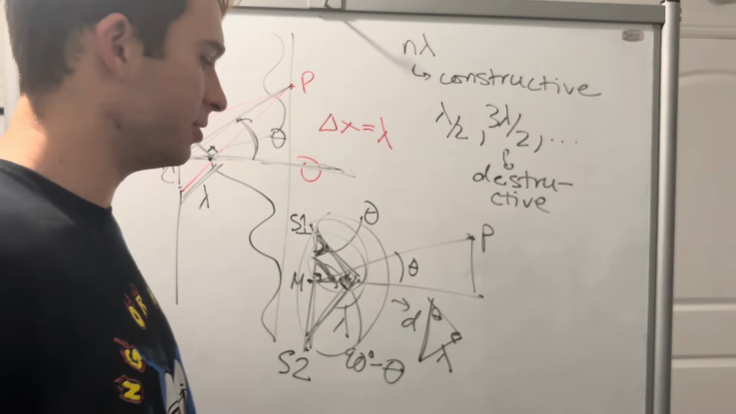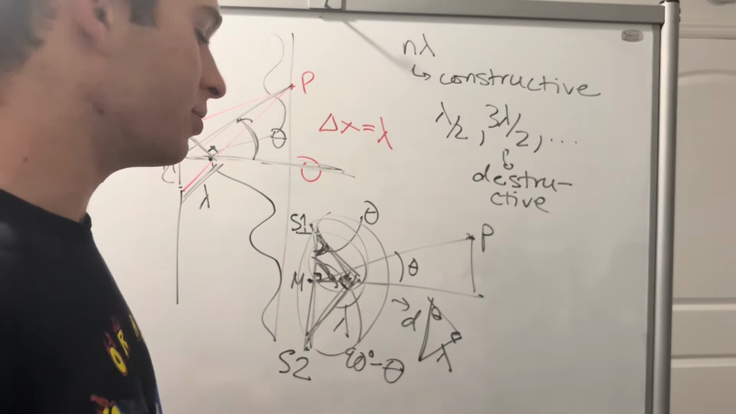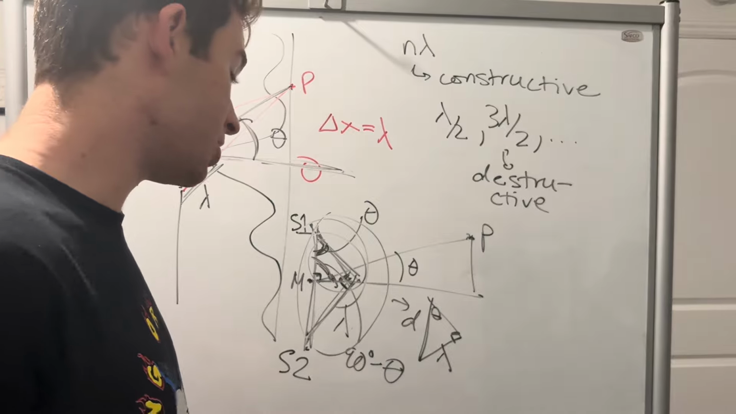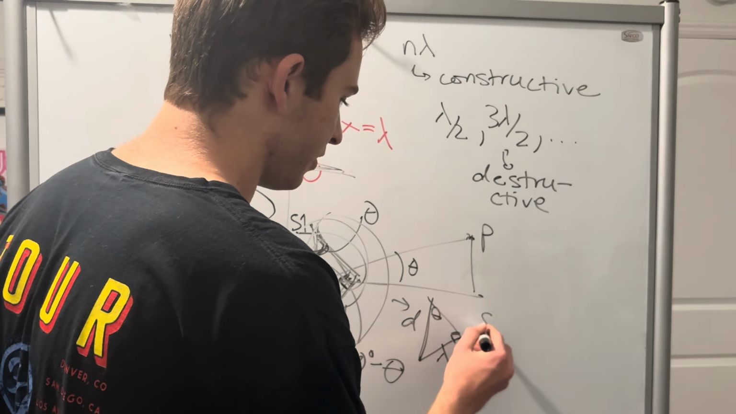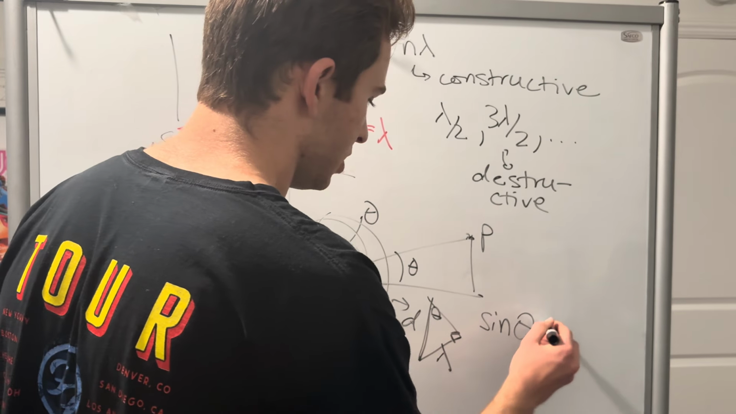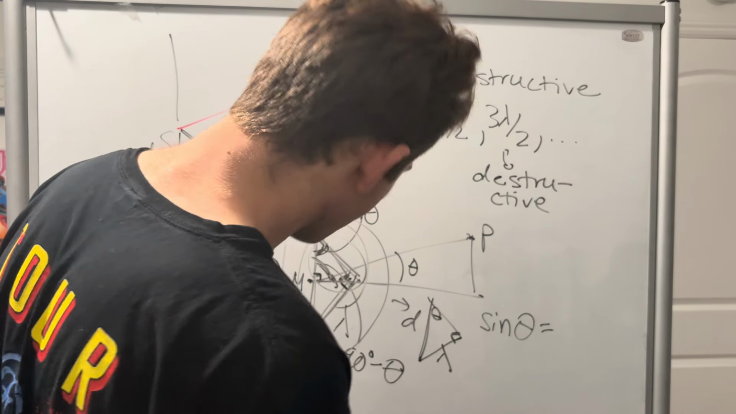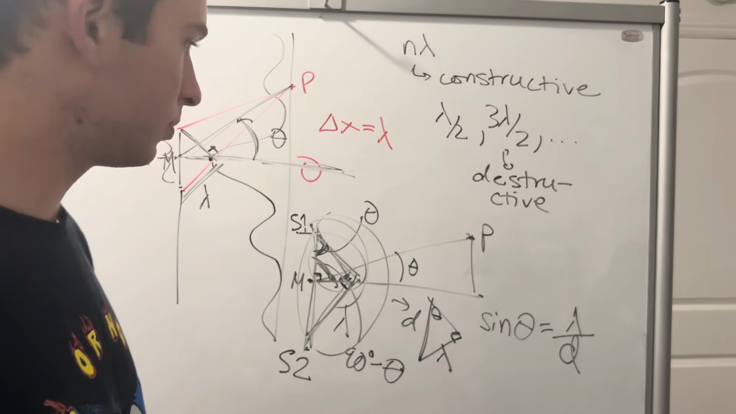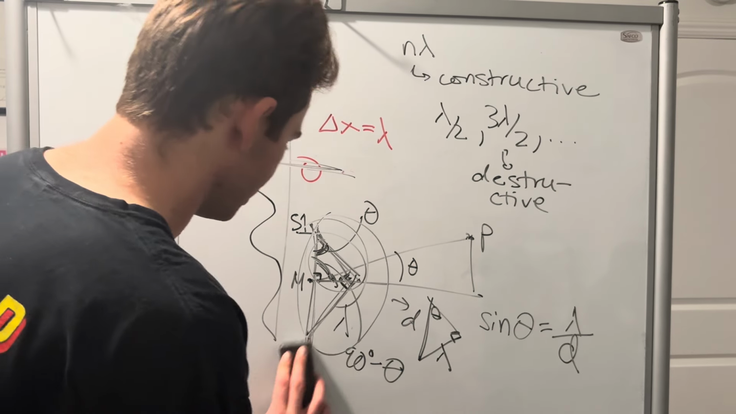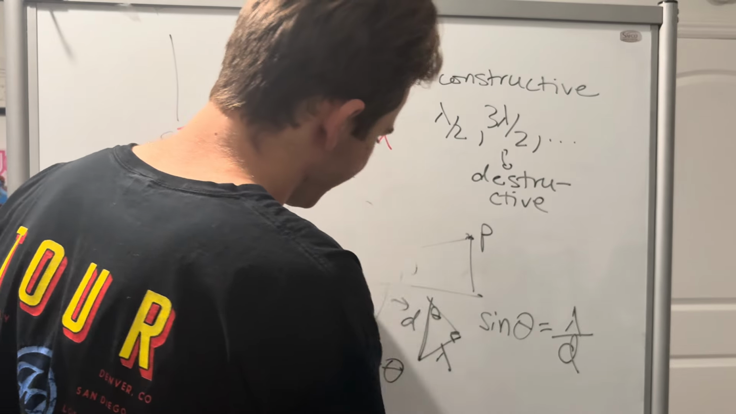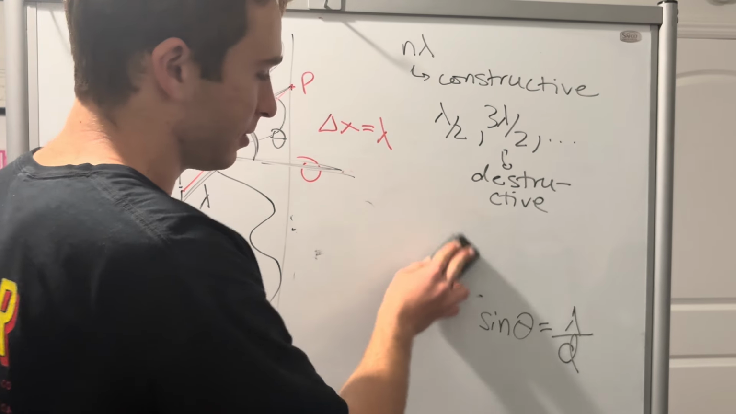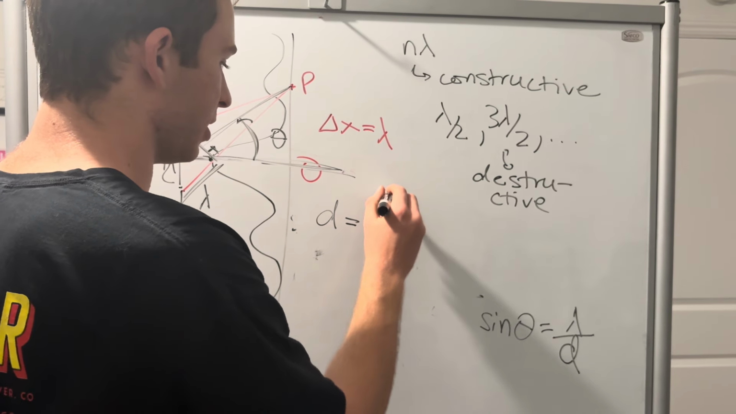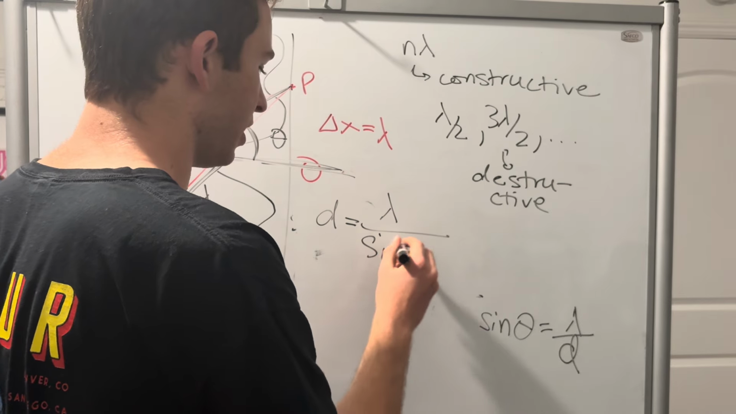We use this to solve for d using some basic trigonometry. You can use sine as, I believe, opposite over hypotenuse. Yeah. So sine of theta equals, what is that? Lambda over d. And so then let me erase this because this is clutter. We can then rearrange this to find d. We can say d equals lambda over sine of theta.